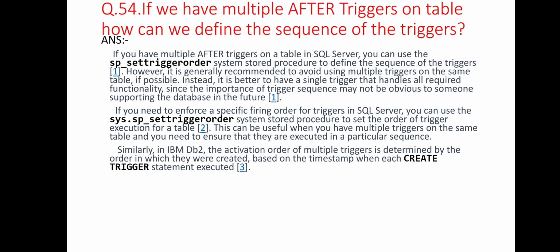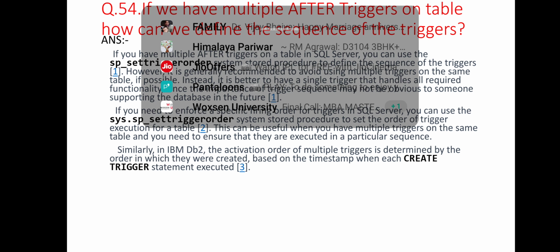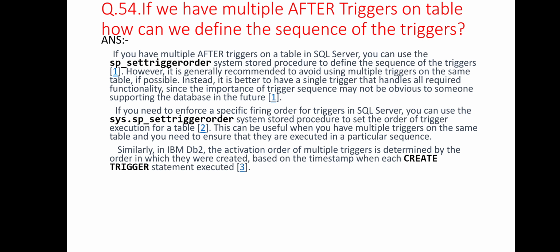Question number 54. If we have multiple after triggers on a table, how can we define the sequence of triggers? If you have multiple after triggers on a table in SQL Server, you can use the sp_settriggerorder system stored procedure to define the sequence of triggers. However, it is generally recommended to avoid using multiple triggers on the same table. If possible, instead, it is better to have a single trigger that handles all required functionality.